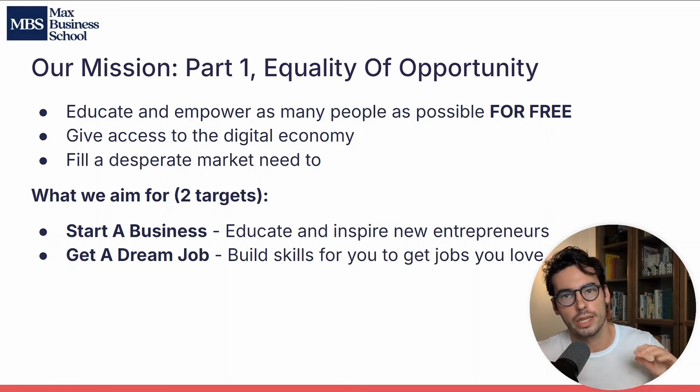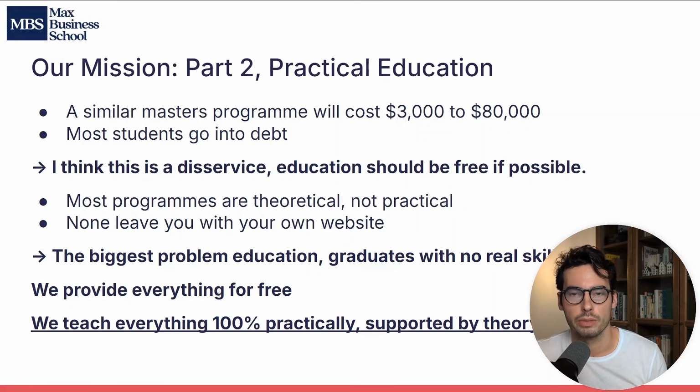Anyway, the course is taught with those two target outcomes in mind, which is why I teach these skills in a very practical manner, so you can actually achieve those targets. Now that brings me to part 2 of our mission, exactly this, practical education. Now, a similar master's program will cost you anywhere from $3,000 to $80,000. For example, if you go to a physical university in the US, you might pay upwards of $80,000 for something very similar to this course.